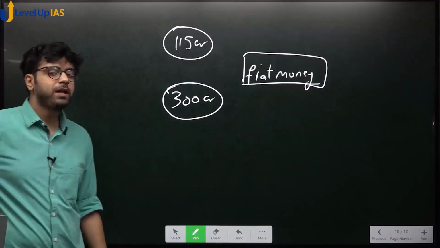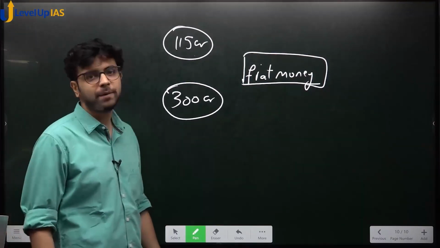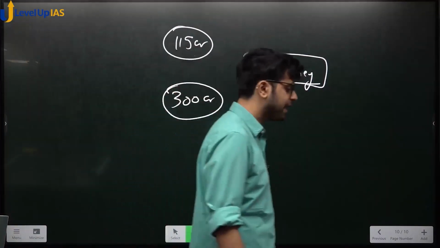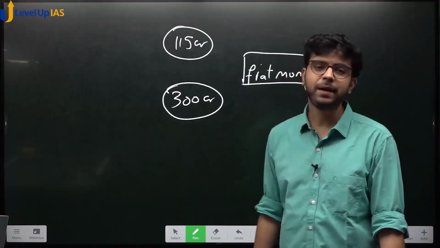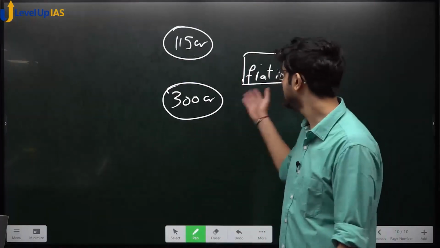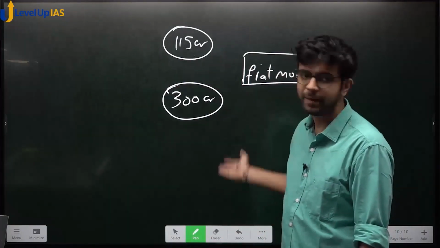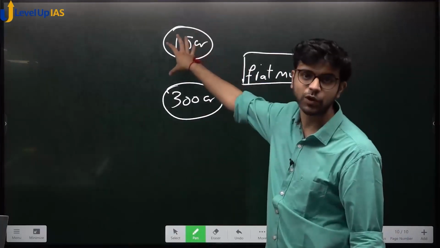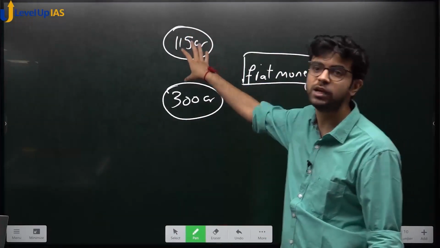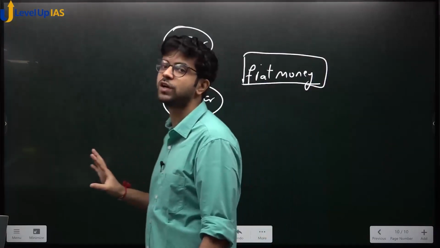So what is fiat money? Any money which is not backed by reserves, which is just paper. It is not backed by reserves. So can RBI print unlimited currency? Yes, RBI can print unlimited fiat money because it is not backed by reserves. Earlier we used to print only currency equal to the reserves. So if 115 crores worth of gold is there, you can print only 115 crores worth of currency.